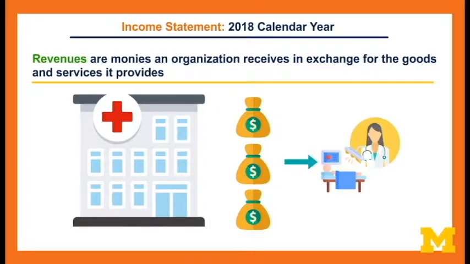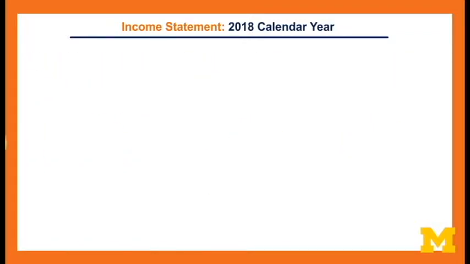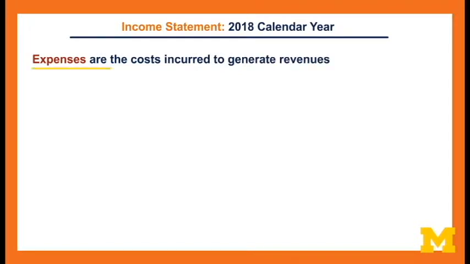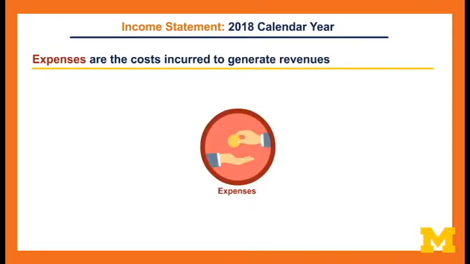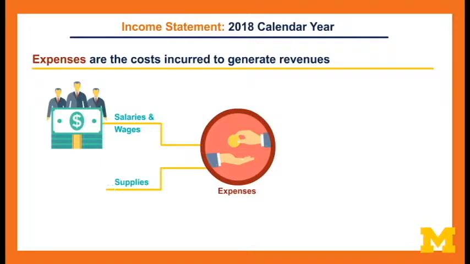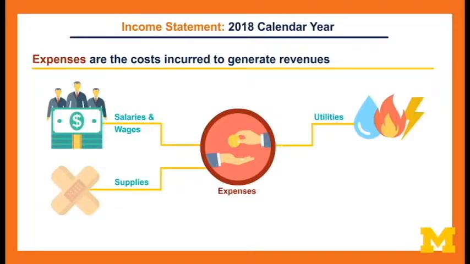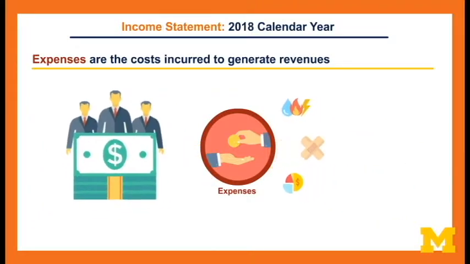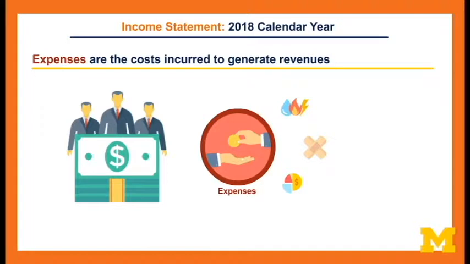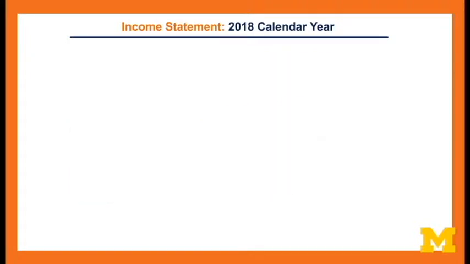The income statement then presents the expenses incurred by an organization. Expenses are the costs incurred to generate revenues. Examples include salaries and wages, supplies, utilities, and interest expenses. For most healthcare organizations, the single largest expense is the salaries and wages paid to employees.